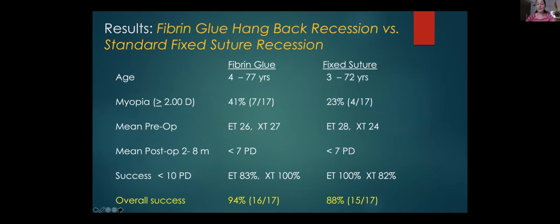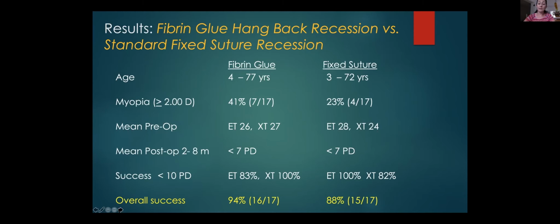Here's a summary slide of our results. 32 eyes of 17 patients underwent each procedure. The patients were similar and non-significantly different between groups in all respects, as you can see, except for the refractive errors between the two groups. The fibrin glue group did consist of more myopic patients. This was expected since the patients in this group were selected for the hangback glue as a safer surgical option due to thinner sclera seen at the time of surgery, which is associated with myopia.